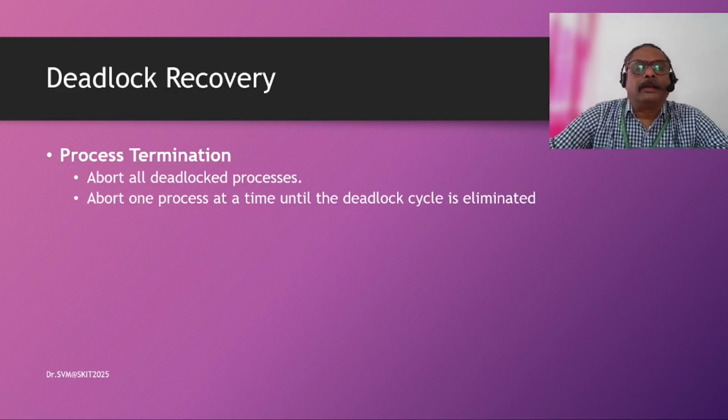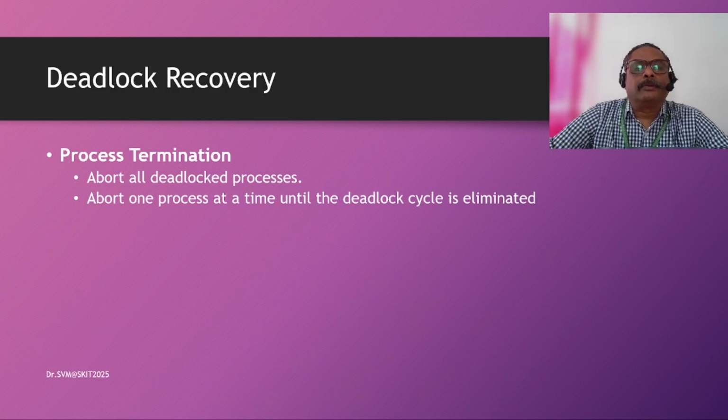At any given time, select one process, abort it, and verify whether the deadlock situation is still existing or whether we have come out of it. If we have come out of it, then we can stop aborting any other processes. If the deadlock situation is still continuing, then select one more process, abort it.